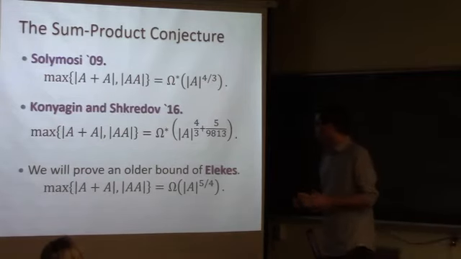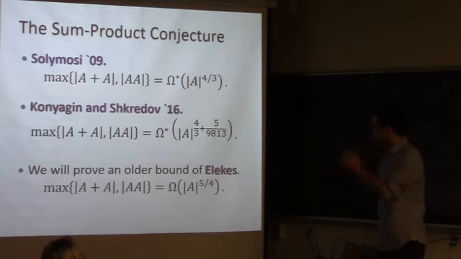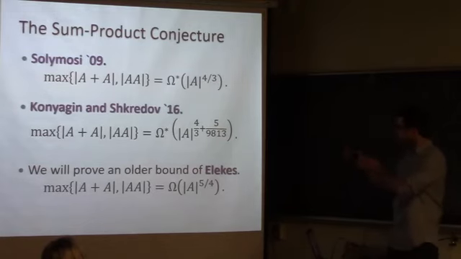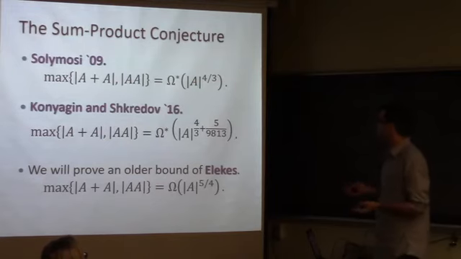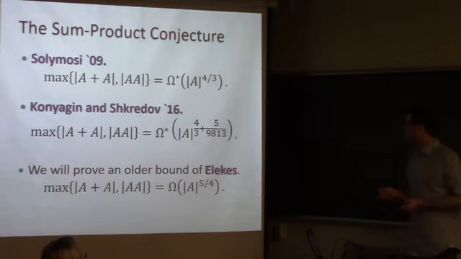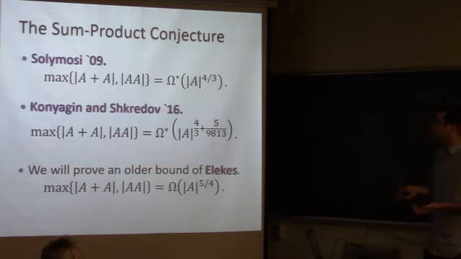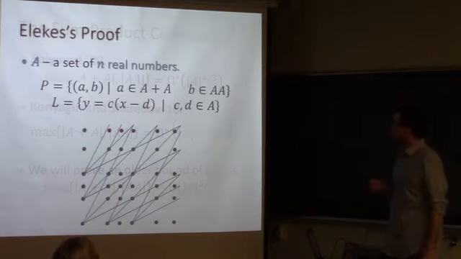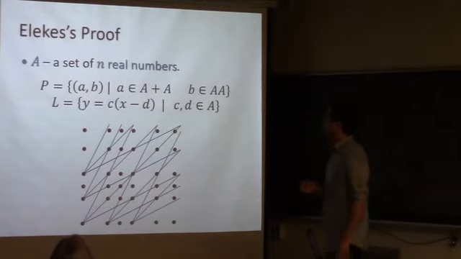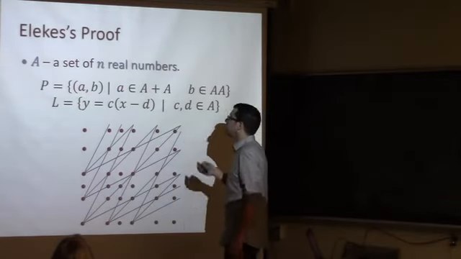If you think of this problem geometrically, you can, in a very simple argument, get to a much stronger bound than was known before. So how are incidences related to this? It looks like a number theory problem. Here's what we can do. We have a set of n real numbers.